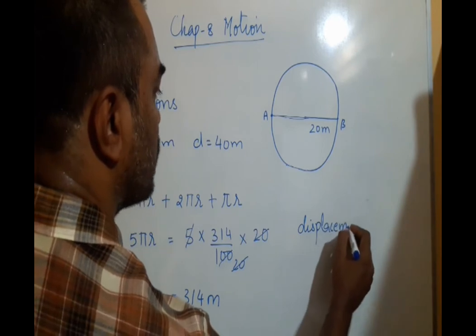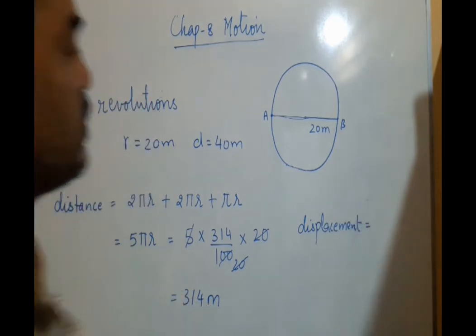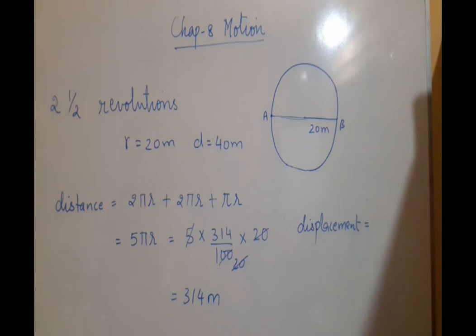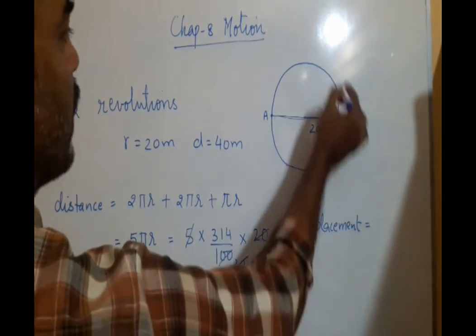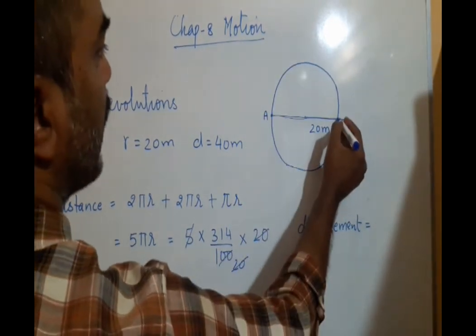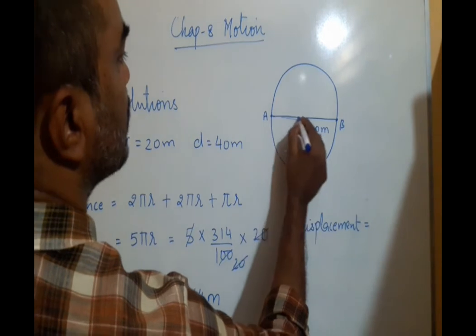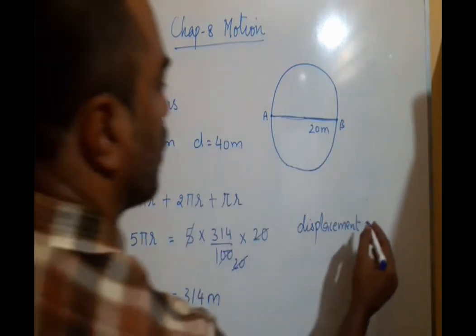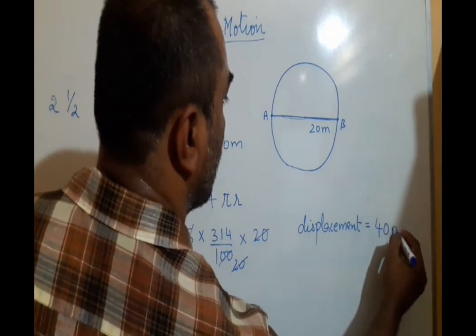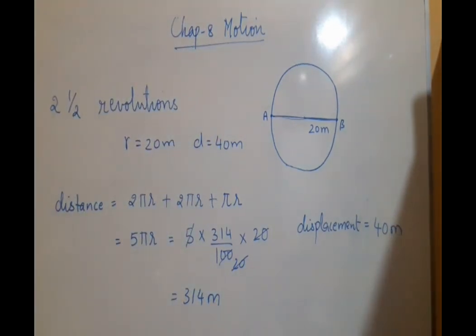again, what is displacement? Displacement is the shortest distance between the initial position and the final position. So he started at A, took one round, took another round and half a round. So he ends at B. So the shortest distance is nothing but the diameter. Since the radius is 20, the diameter is 40. So the displacement is 40 meter. So you have seen the distance covered is 314 meter, but the displacement is only 40 meter.